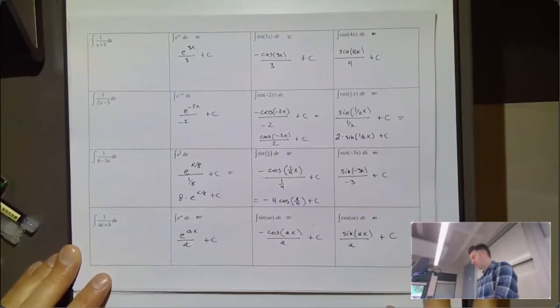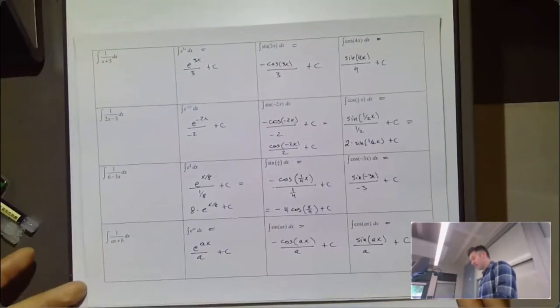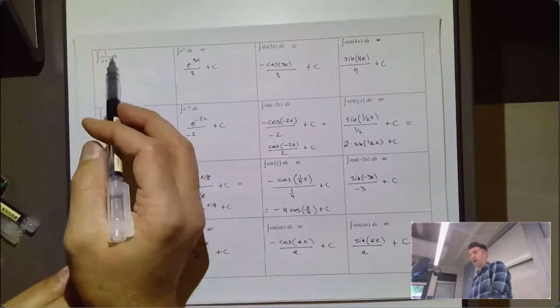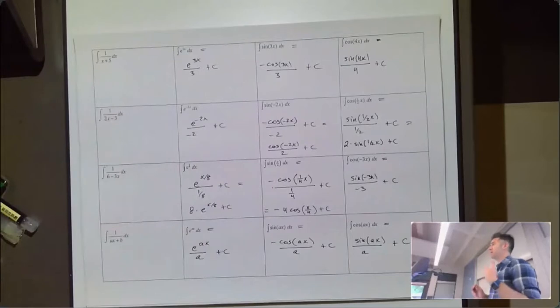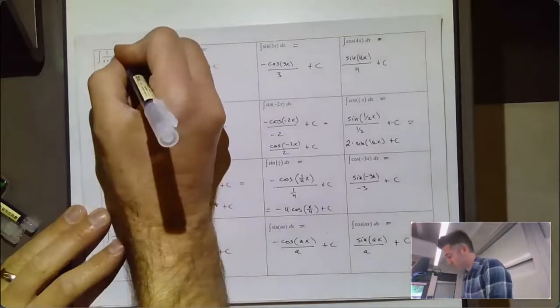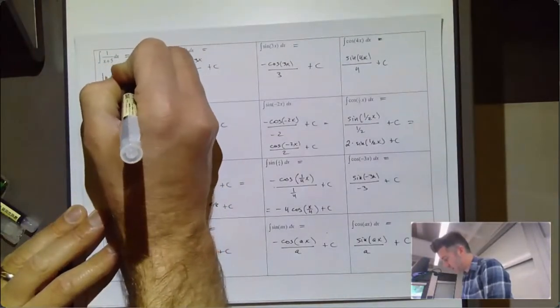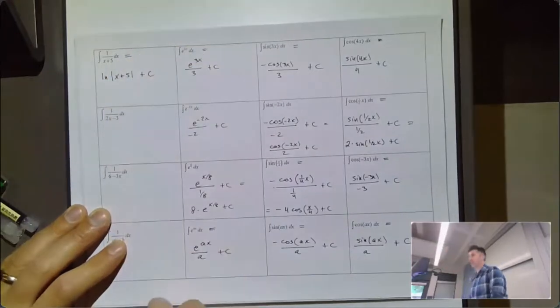So now is where things get slightly trickier. For the integral of 1 over x plus 5, when I see the antiderivative of 1 over x to the first power plus a constant, minus a constant, doesn't matter, I'm thinking it's got to be the natural log. It's the natural log of the absolute value of x plus 5 plus c.